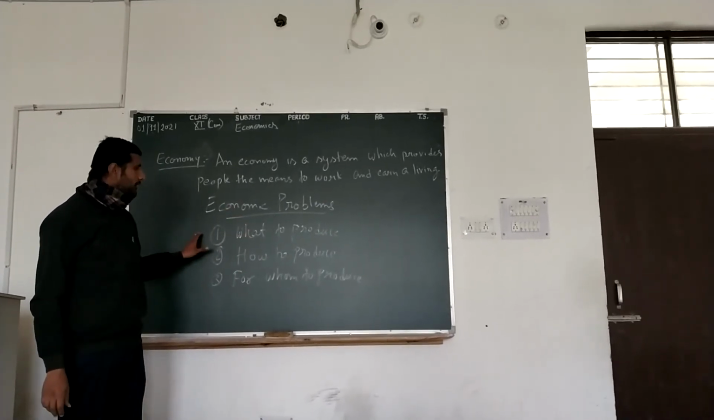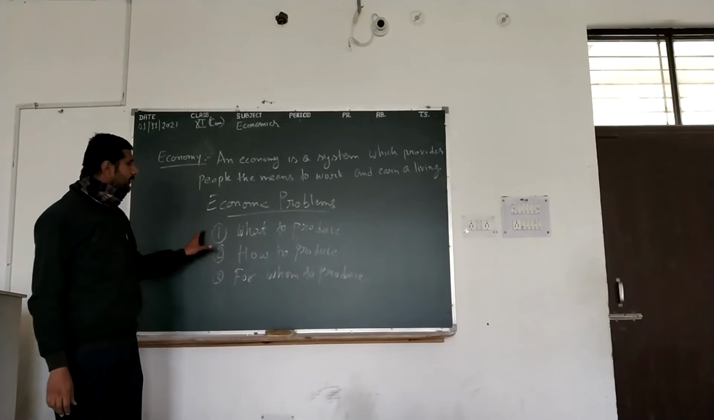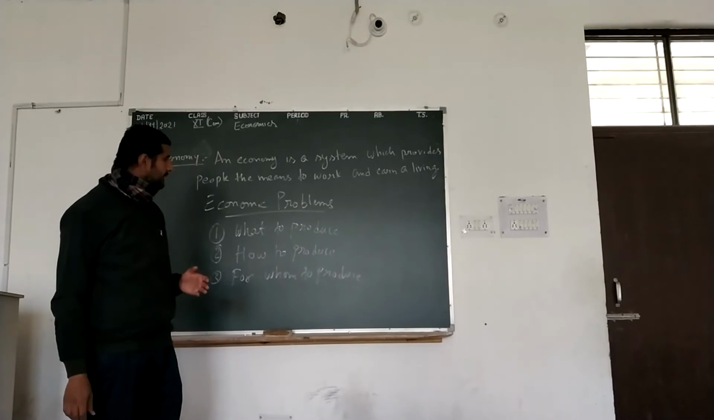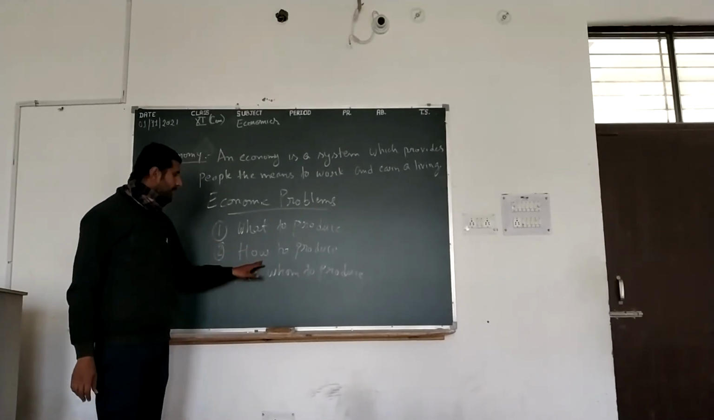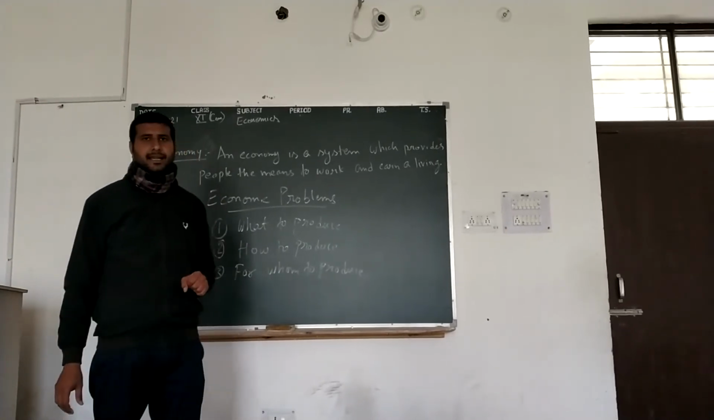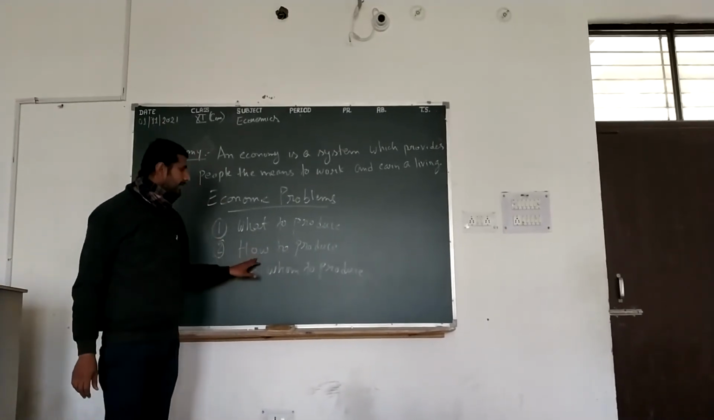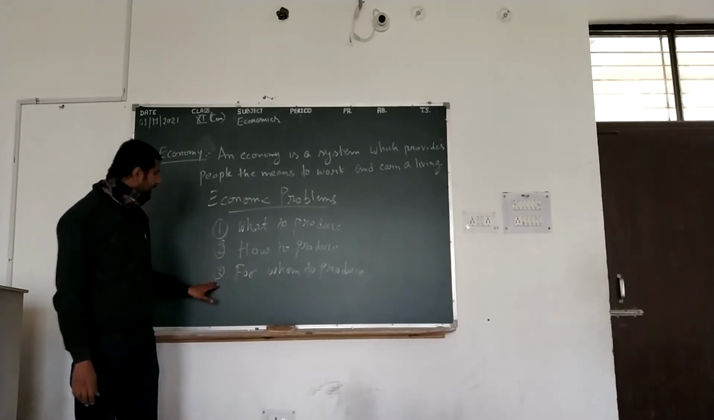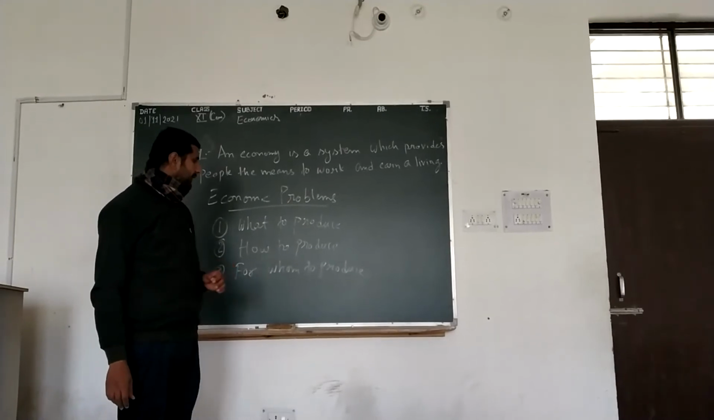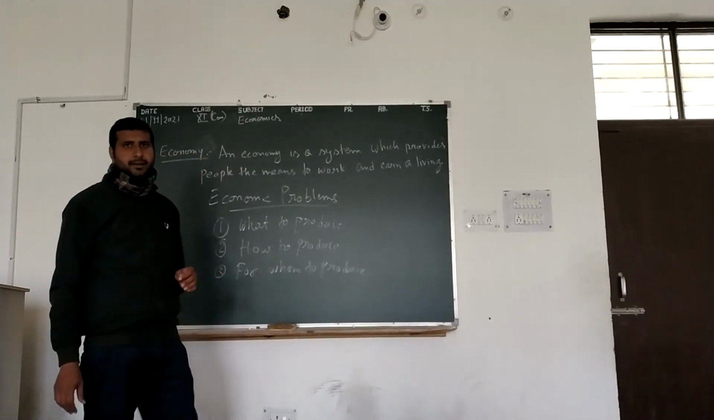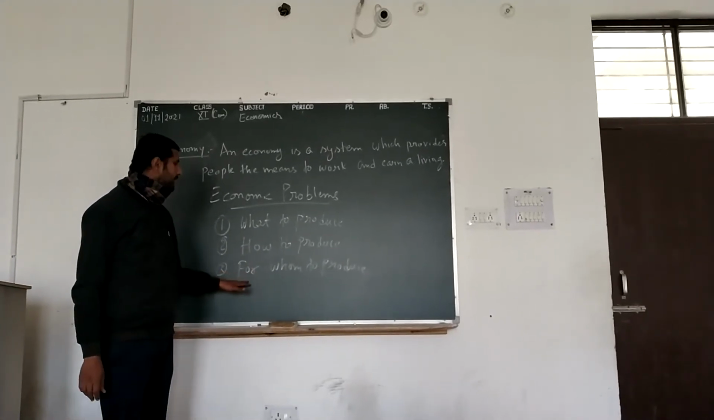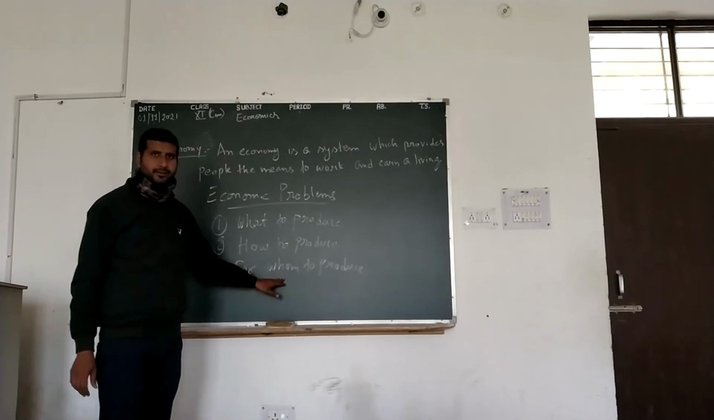That is, first one is what to produce. What to produce means what product to be produced and in what quantity. Second one is how to produce. In how to produce there are two techniques of production, that is LIT and CIT, labor intensive technique and capital intensive technique. And third point is for whom to produce. In this, it is very difficult to select the category of the people. That is, some are poor, some are rich. So the product which will be produced, that is for whom to produce.